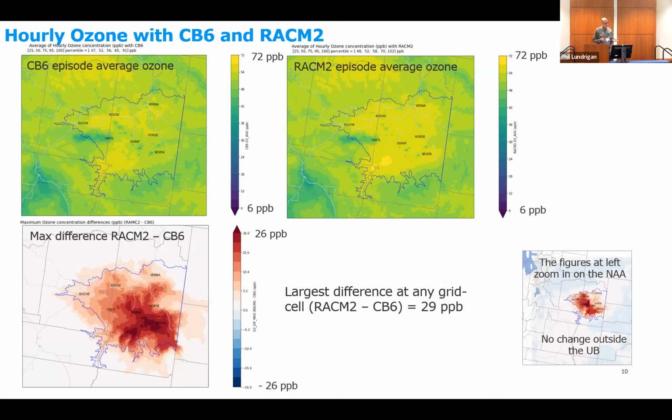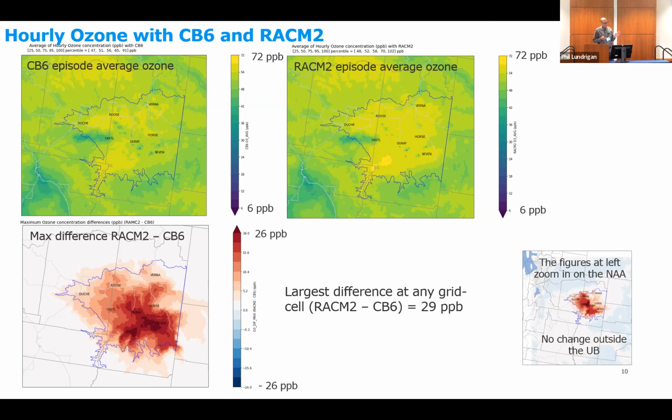Okay, if we look at the ozone results then, maybe first look at the figure on the bottom right, the little inset, which is showing ozone differences over our whole modeling domain. And we're only seeing differences in the Uinta Basin because there are very special conditions here in an ozone episode in the Uinta Basin. So the chemistry is making a difference in the Uinta Basin, but not elsewhere.